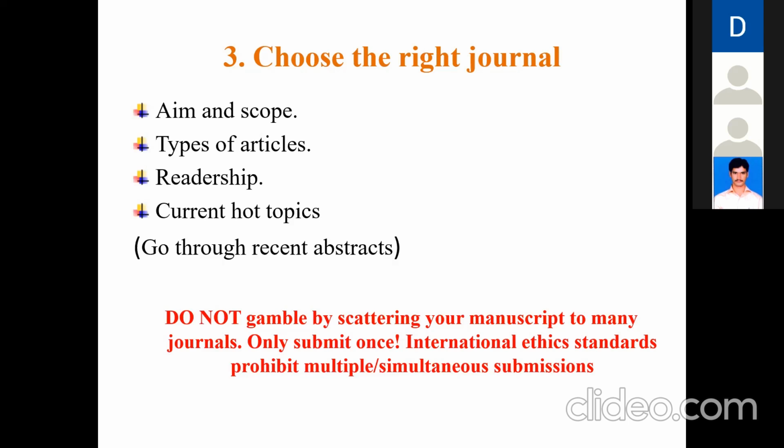So the third one is you have to decide your readership. The fourth one is the current hot topics. Even though we are going for the journal, if you have chosen some particular journal, after that you have to download some papers from the journal and find out what type of current topic they are concentrating on now. After finding that, you will come to the idea whether our paper is suitable for this particular journal.